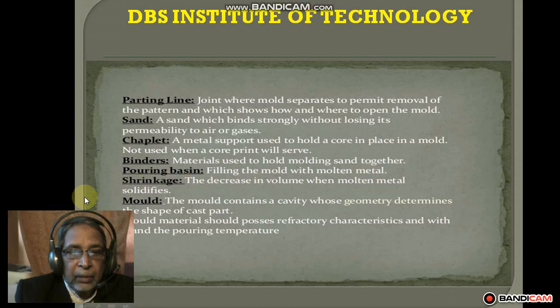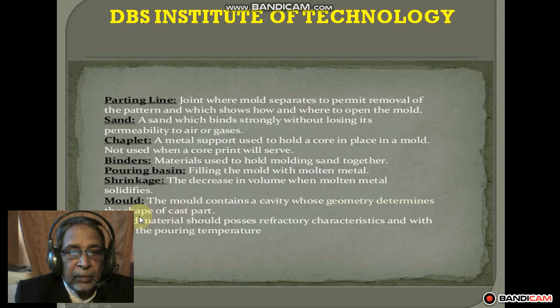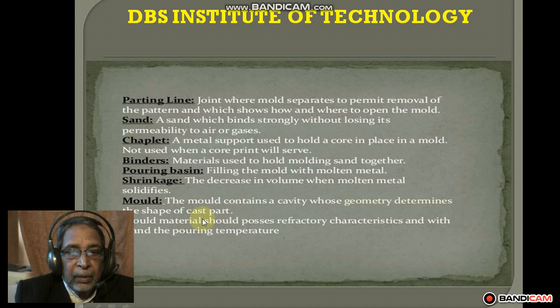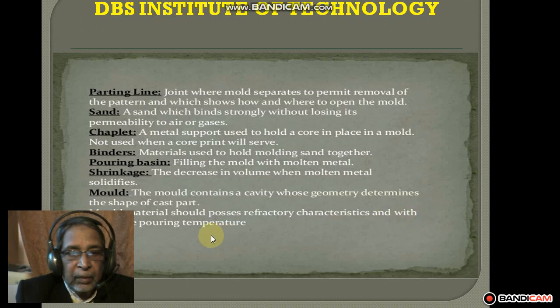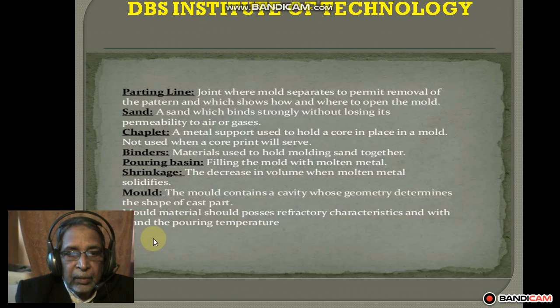Shrinkage, the decrease in volume when molten metal solidifies. Mold, the mold contains a cavity whose geometry determines the shape of the cast part. Mold material should possess refractory characteristics and withstand pouring temperatures.